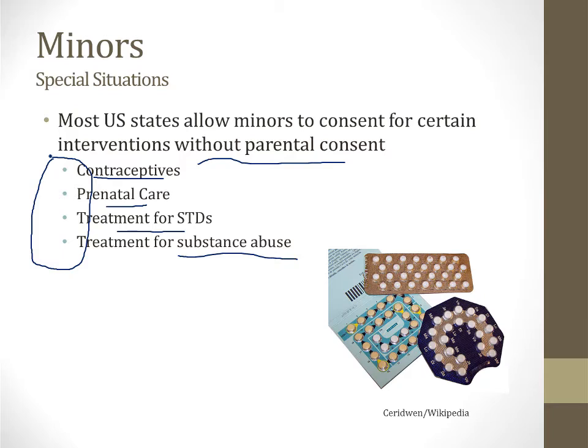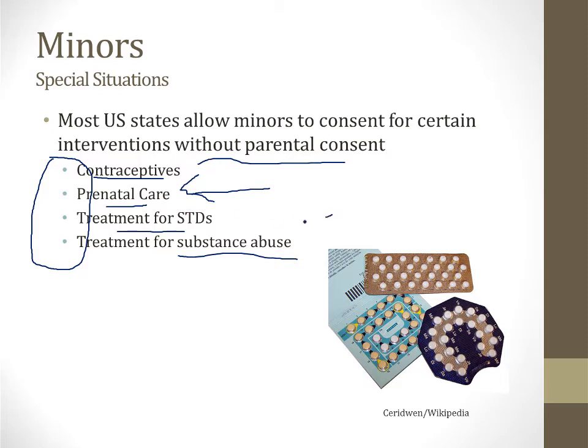So, for example, if minors had to have their parents' approval to get birth control, they would be less likely to seek birth control and there would be more teenage pregnancies. The same is true for prenatal care. If patients had to get parents' consent for prenatal care, they might hide the fact that they are pregnant, and this would lead to bad outcomes for the babies.